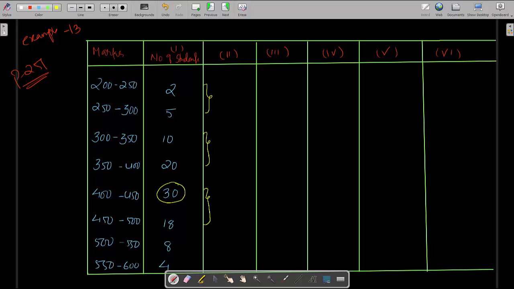Once you're done grouping, you can add up. 5 plus 2, 7. 20 plus 10, 30. 30 plus 18, 48. 8 plus 4, 12. Now once you're done, you again have to inspect which one is the highest. So the highest number is 48.